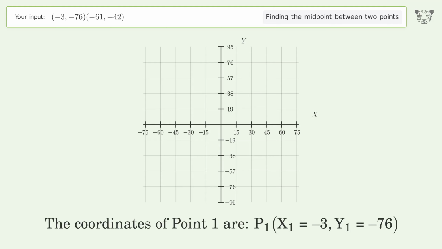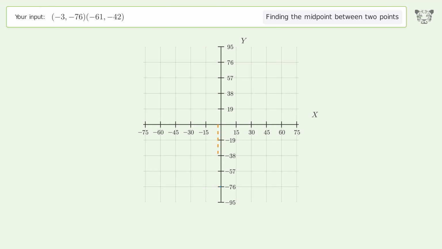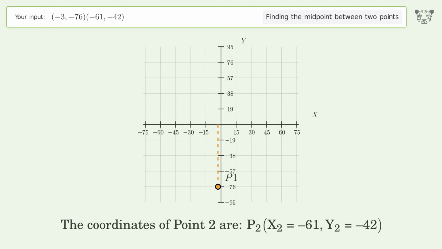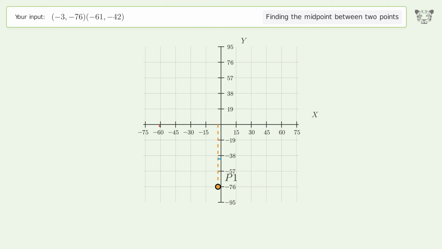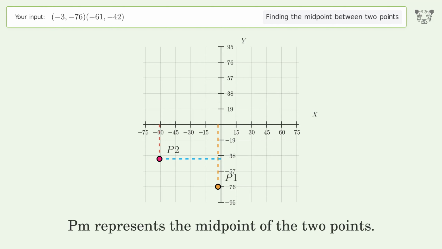The coordinates of point 1 are, x1 equals -3, y1 equals -76. The coordinates of point 2 are, x2 equals -61, y2 equals -42. PM represents the midpoint of the 2 points.